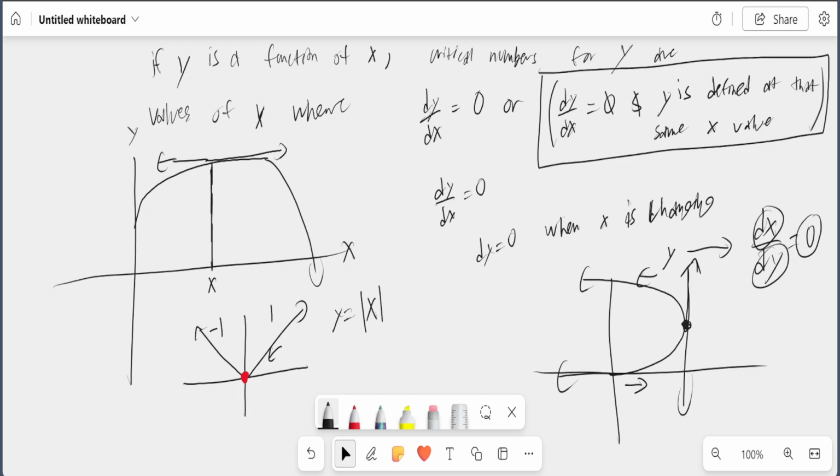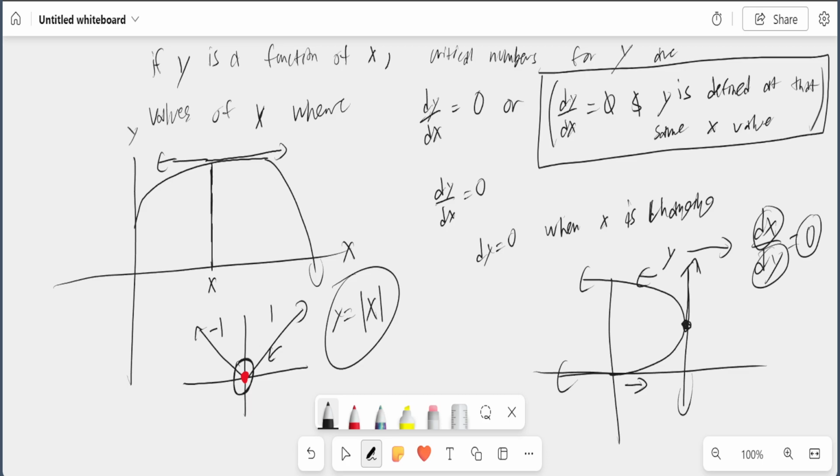Some kind of superposition, where the change in y is not 1 and it's not -1 either. You can't define it. You can't say that it's either or anything, right? So it's undefined, but your y value is defined. And so we also call those critical numbers too.